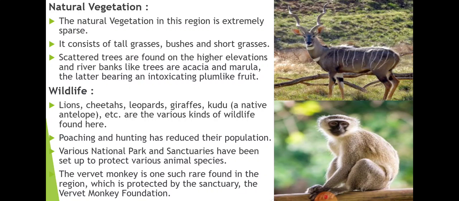The vervet monkey is one such rare species that is found in this region. Now you can see the picture of the vervet monkey. This is one of the rarest species of the world, which has been hunted by the people living over there. So the government there decided to protect the vervet monkey. They founded a sanctuary named the Vervet Monkey Foundation. It's their responsibility to keep this species alive and to protect them.